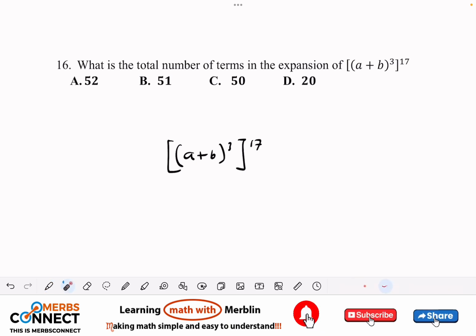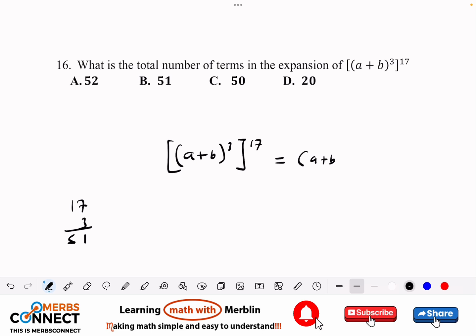So what I need to do is I need to multiply this one by this. So what is 17 times 3? 21, which is 1, 51. So this is going to be a plus b to the power 51. But the idea is that we cannot expand this. So don't go and choose that this is 51. So we are going to get 51 expansion.